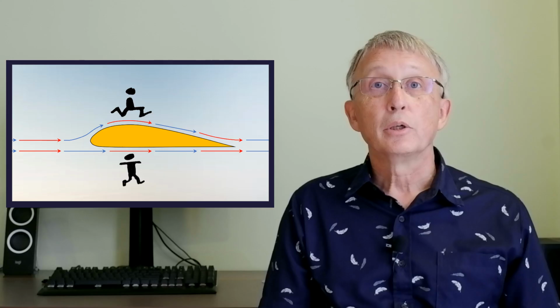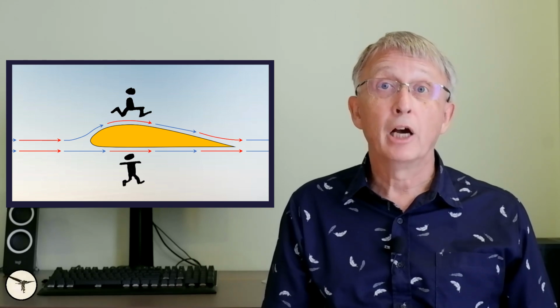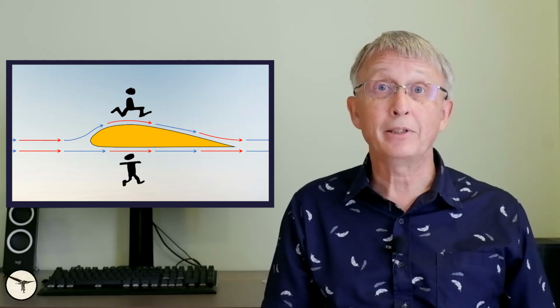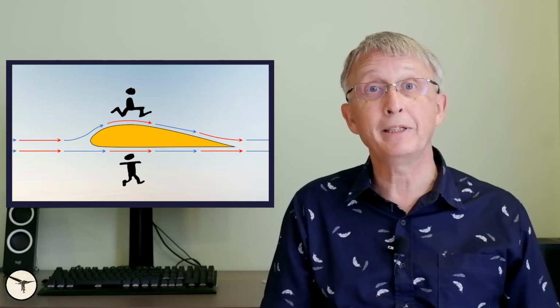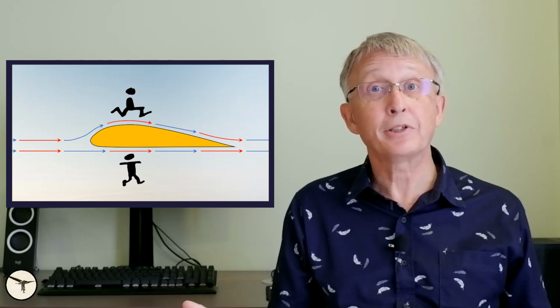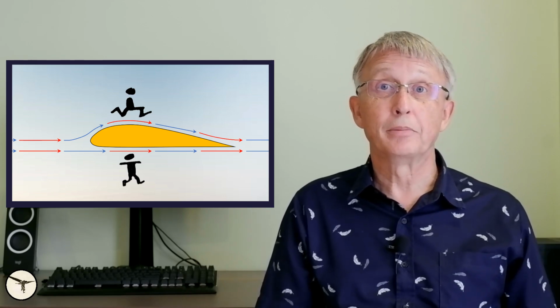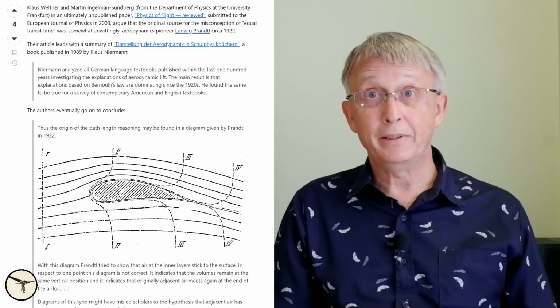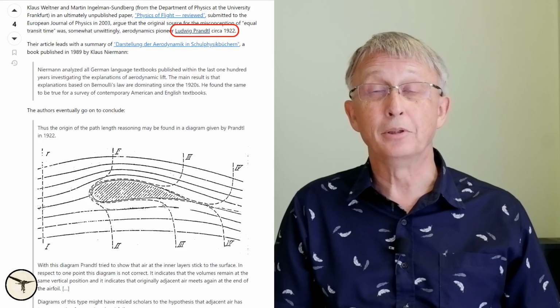So where did this idea come from? Who is to blame for the equal transit time hypothesis? According to History of Science and Mathematics, this idea originated in Germany in the 1920s, so 100 years ago, and it spread to American and British publications. The source might be this illustration, published by Ludwig Prandtl in 1922.